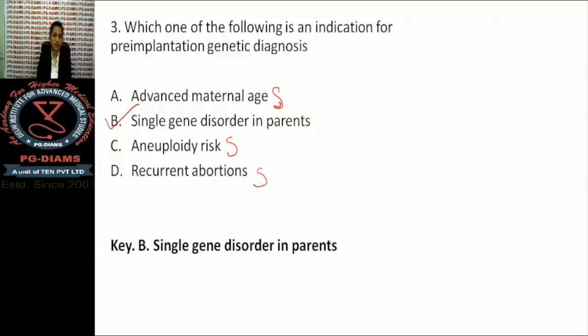See, because this is only one specific thing that they're talking about. When they say aneuploidy risk, they have not specified which aneuploidy the couple wants to rule out. When they specify, it is PGD. When they don't specify, it is PGS screening.